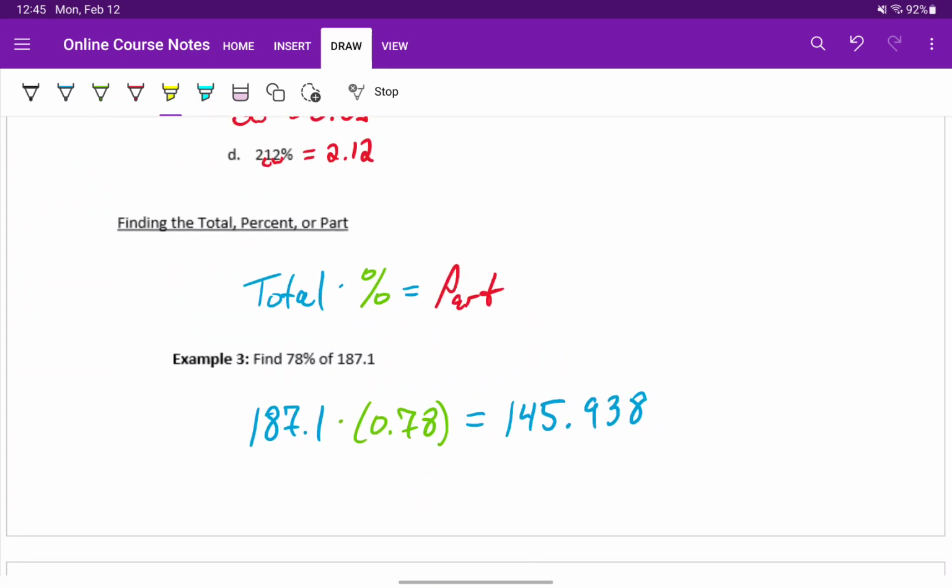So notice in each of these cases, there was some missing piece of information, and then 2 portions were given to us. So we're always either trying to solve for the total, or the percent, or the part, just depending on the information that we're given in the problem.